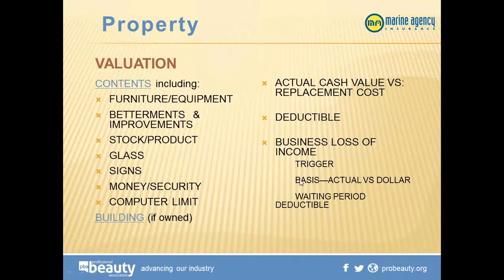So if you had a fire and you couldn't use your facility, you would trigger the business loss of income factor. The basis can be actual loss, can be dollar, can be time. So it really, again, will depend on the type of policy that you're buying. And the waiting period is the deductible on this portion. Sometimes it's 24 hours, sometimes 72 hours more commonly. And then once that kicks in, then your claim will start. So that's the property section of your policy. And we're going to move along right here.